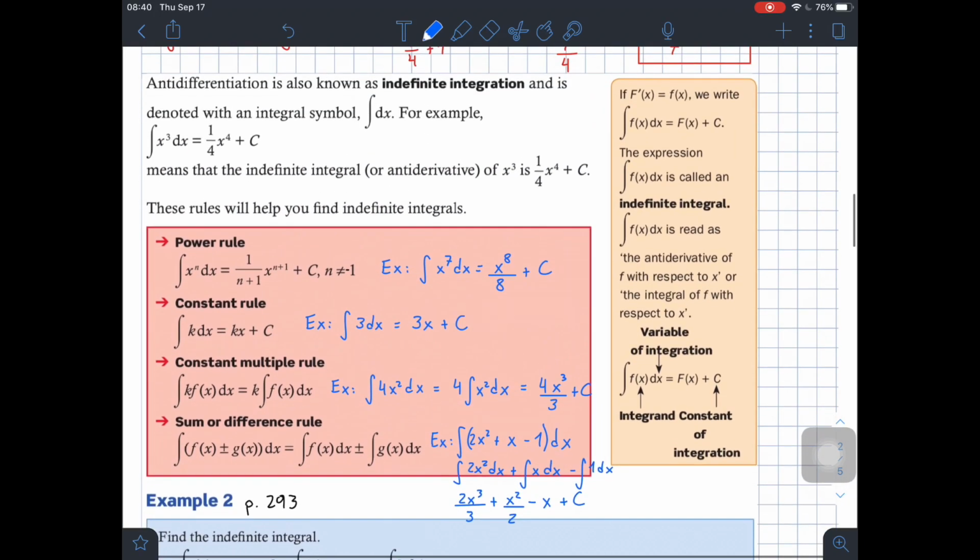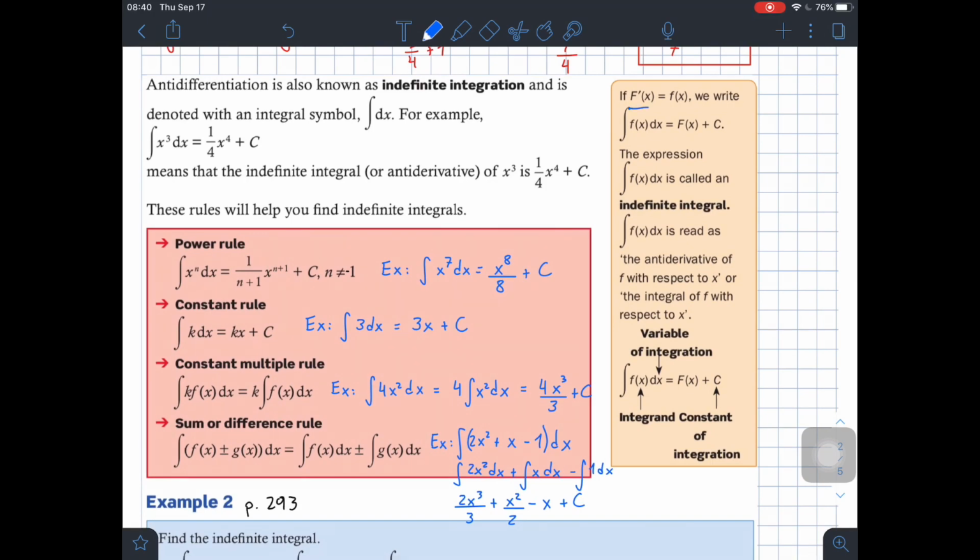Okay, we're going to read this. It says, if f prime of x is equal to f of x, we write the integral of f of x dx equals F of x plus c. So a greater function, a function that has 1 degree more than this f of x, plus c. That's what we're doing when we integrate the function.